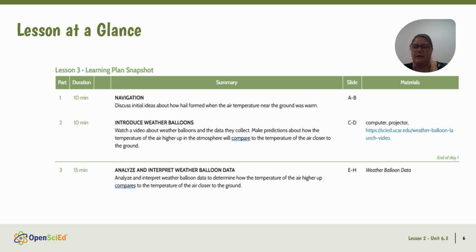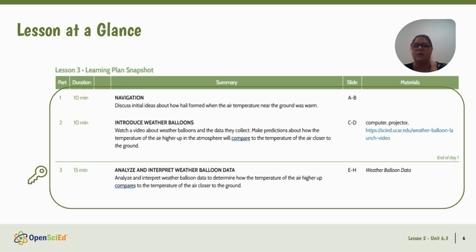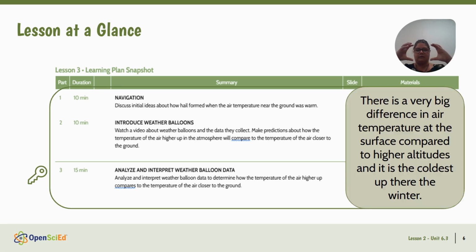Day one, looking at our snapshot here, is scheduled to be a half day, but I would loop parts 1, 2, and 3 together so that it's one solid learning loop. In this section, we figure out that there's a very big difference in air temperature at the surface compared to higher altitudes, even in the summer months. It's coldest up there in the winter, but even in the summer we have a huge difference in temperature from down here to way up in the clouds, like 40,000 feet, where some of these pieces of hail are coming from. So it's pretty interesting to look at.